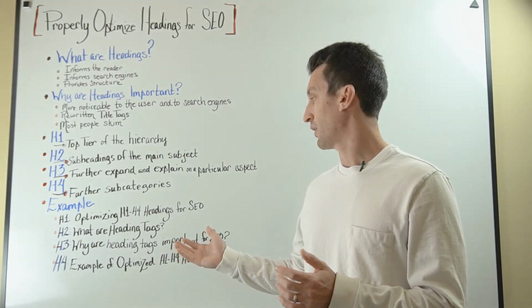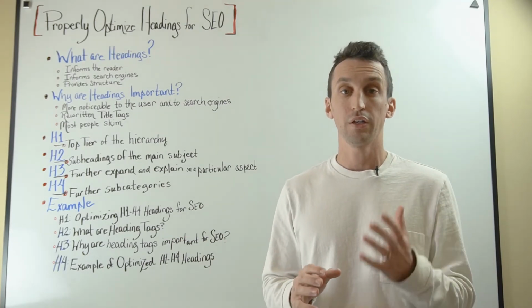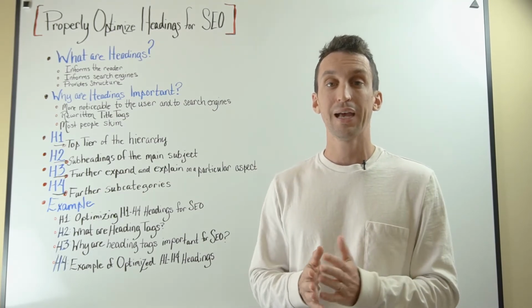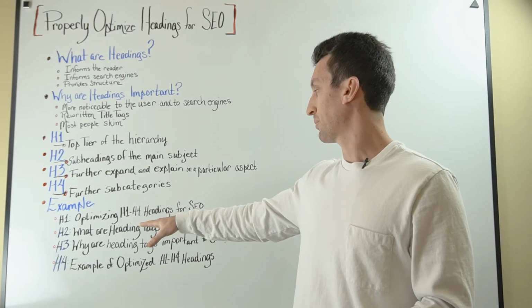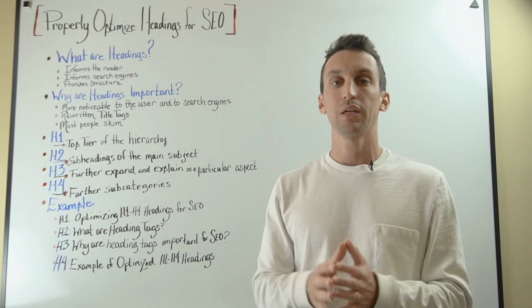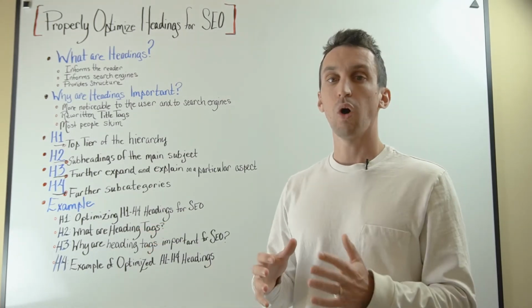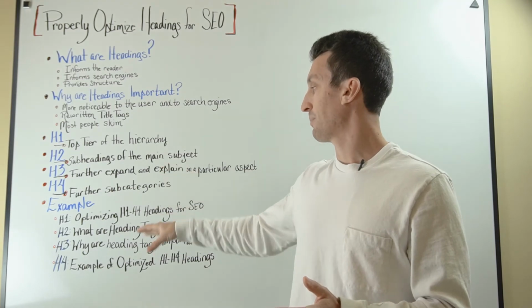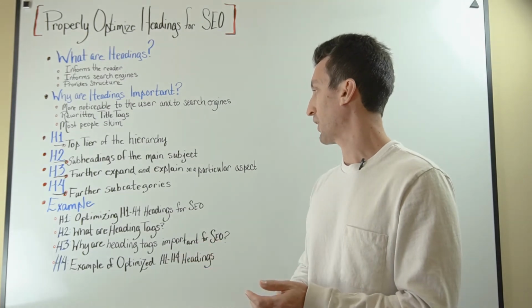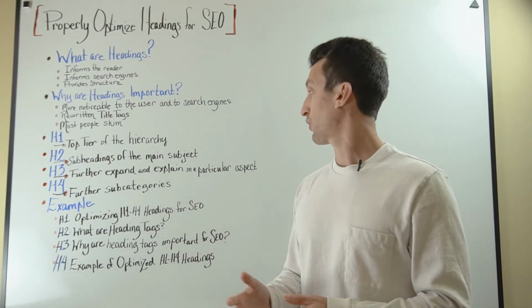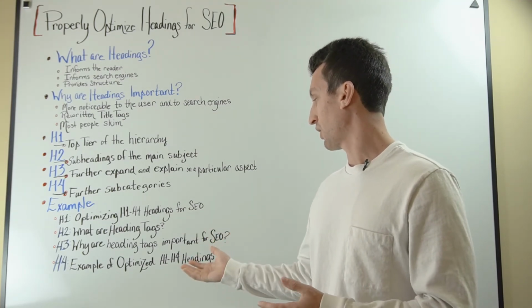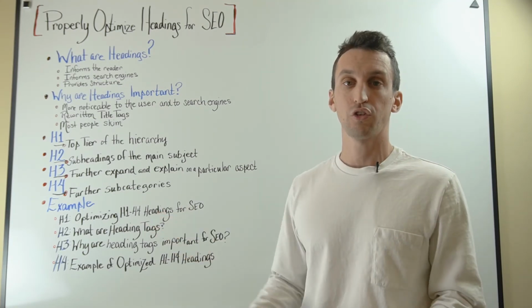So H1, and I wrote an article, and you can go to the blog that I wrote. I'll put a link in this YouTube video, but I wrote an article on optimizing your headings for SEO. So the H1 would be optimizing H1 through H4 headings for SEO because, again, that is the top tier of the hierarchy. That explains what the article is all about. The H2, what are heading tags? That is a subheading of the main subject, so that would be classified as the H2. In H3, why are heading tags important for SEO? That further expands and explains a particular aspect. And H4, example of optimized H1 and H4 headings, that's further subcategories.